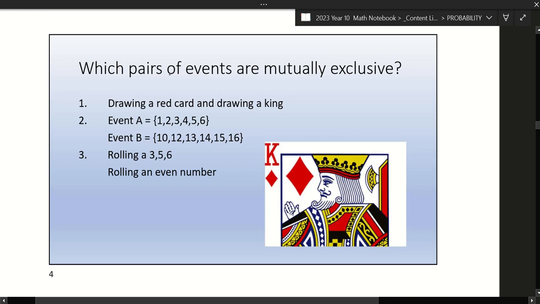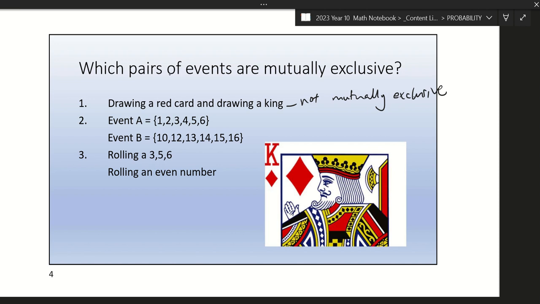All right, here we go. So I've sort of used cars as an example, so let's use these ones. Which pairs are mutually exclusive? So drawing a red card and a king, is that possible? Yeah, so that means this one is not mutually exclusive, because it can happen at the same time. Remember, mutually exclusive means cannot happen at the same time.